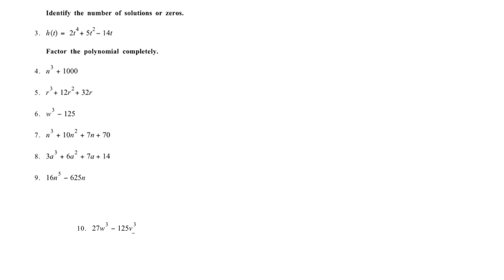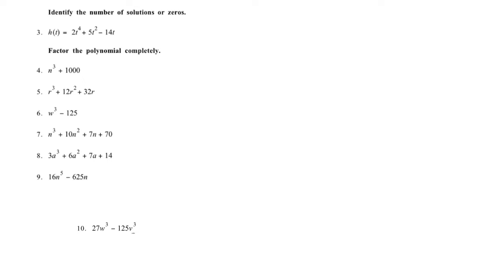So this one says identify the number of solutions or zeros. For that one, you look for your highest exponent. Your highest exponent here is 4, and so the number of solutions will be 4. Remember, that could be two imaginary, two real. They could be irrational, but there will be 4, and it could include double roots.